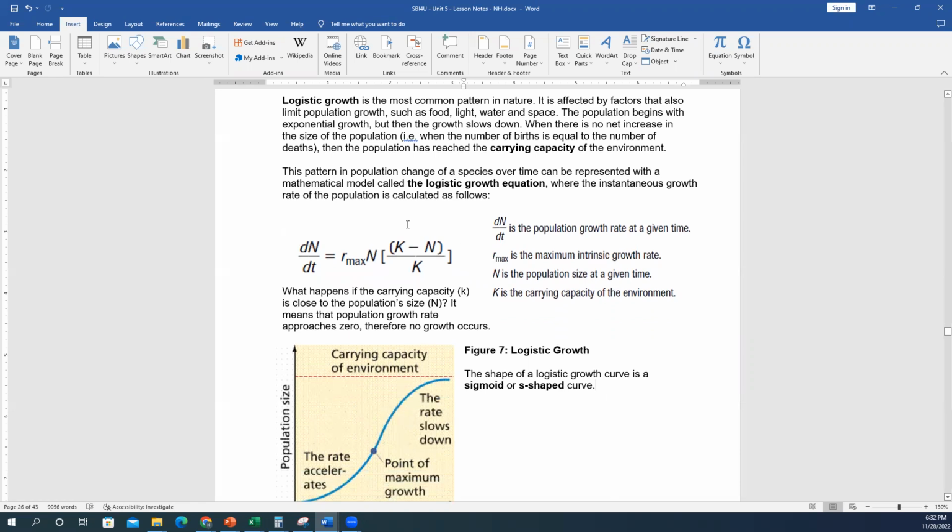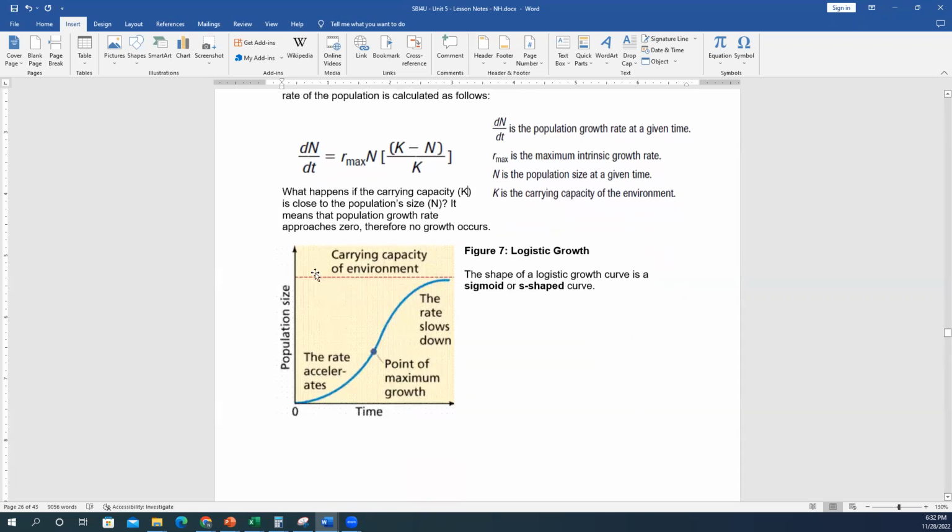So in this case, you can look at this equation and observe what will happen if the carrying capacity K, sorry, this should be an uppercase K, approaches the population size N. If these two numbers become close, what happens then? Then the population growth rate will approach 0, and therefore no more growth occurs at that point. And this figure represents what you typically might see as the shape of a logistic growth curve.